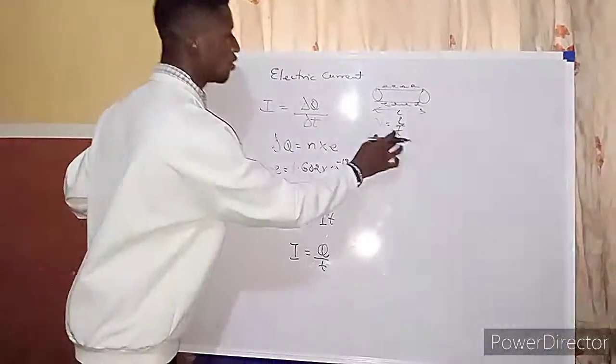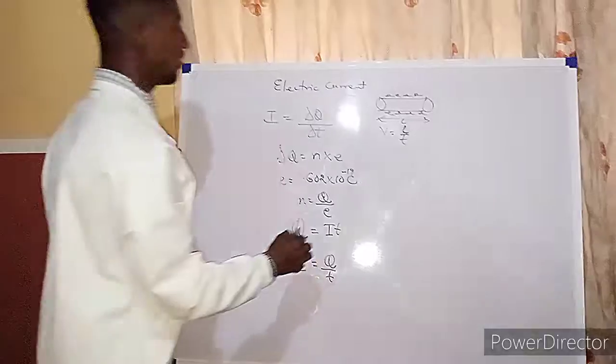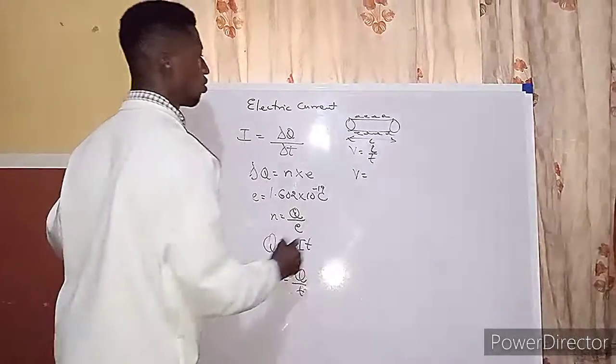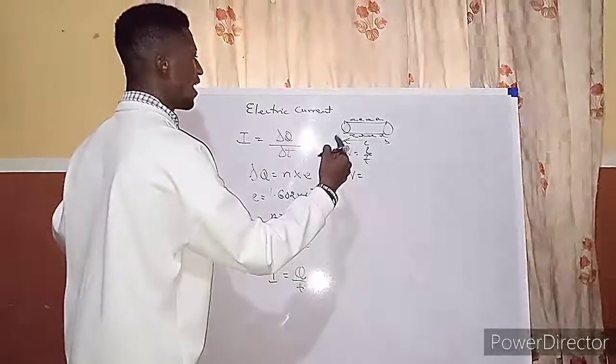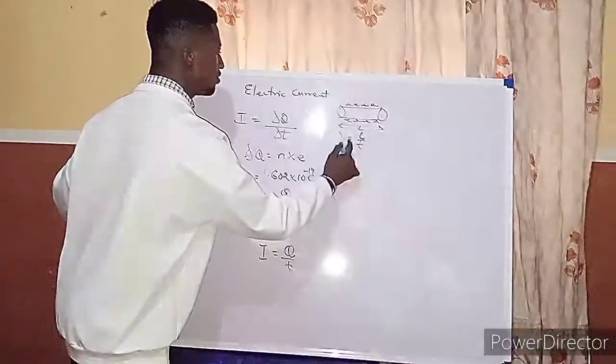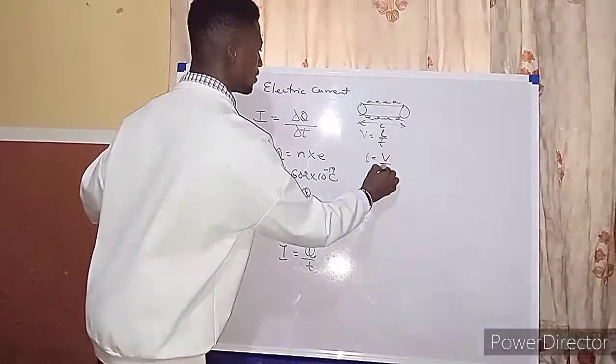When you have it as the length of the material, we have that your v now is equal to the length over time. And how do you calculate length? Length is equal to what? That is volume over area.